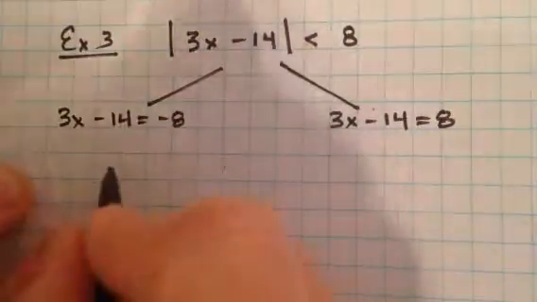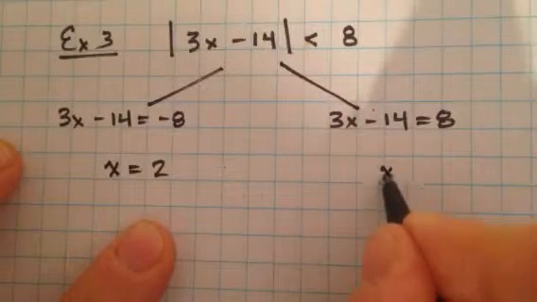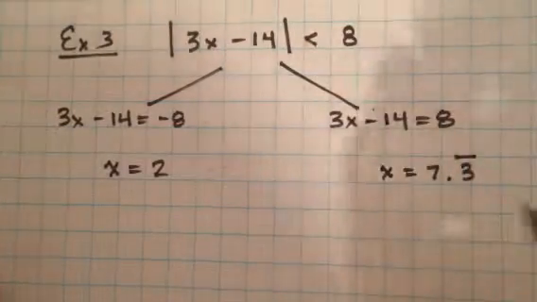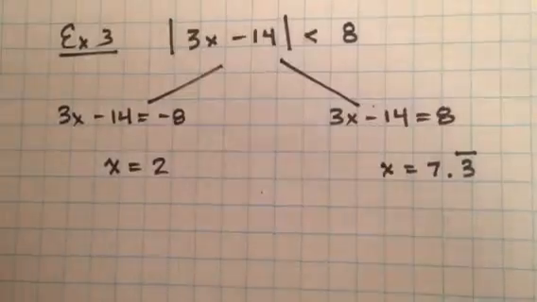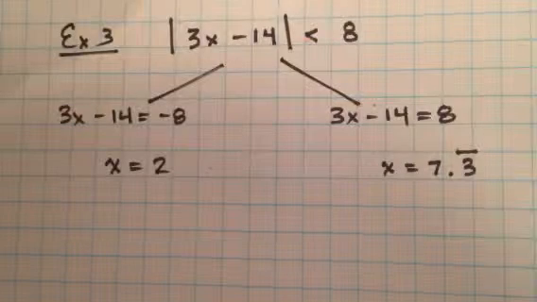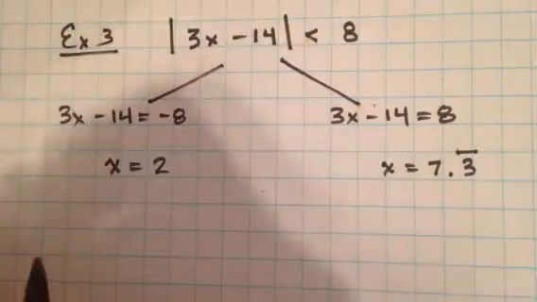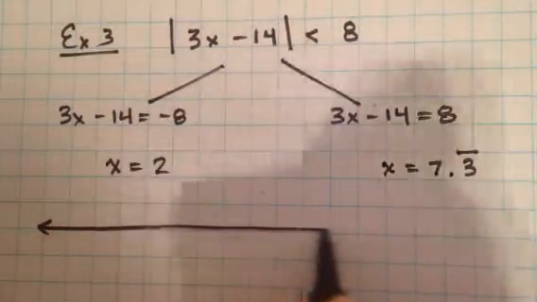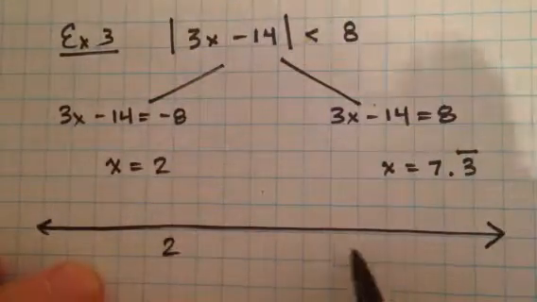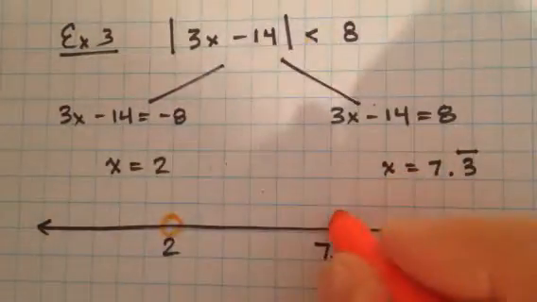And then if you simplify those equations, this one you end up with x is equal to 2, and this one you end up with x is equal to 7.333333, which we will put a repeating symbol over the 3. Okay. Try the next step now where you draw the graph. Okay, did you get this? 2 here, 7.3 here. Circle it, circle it.